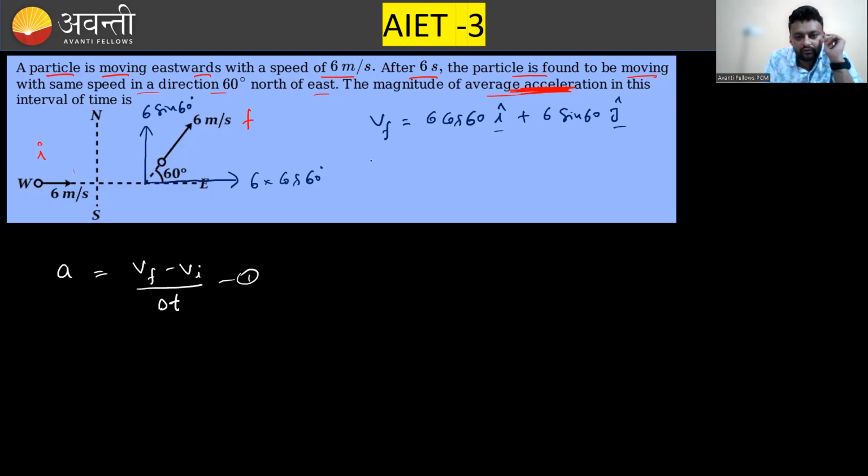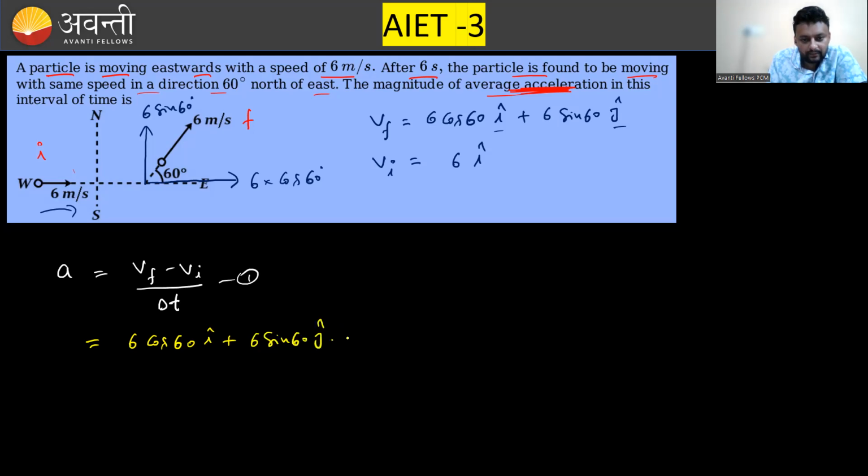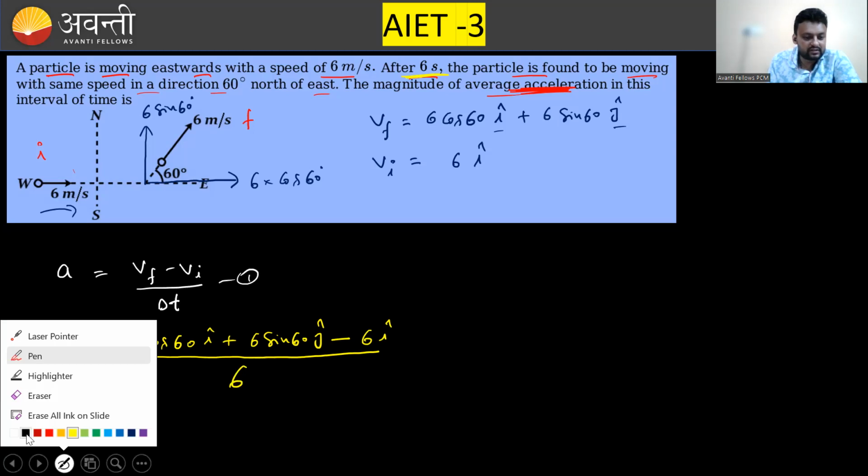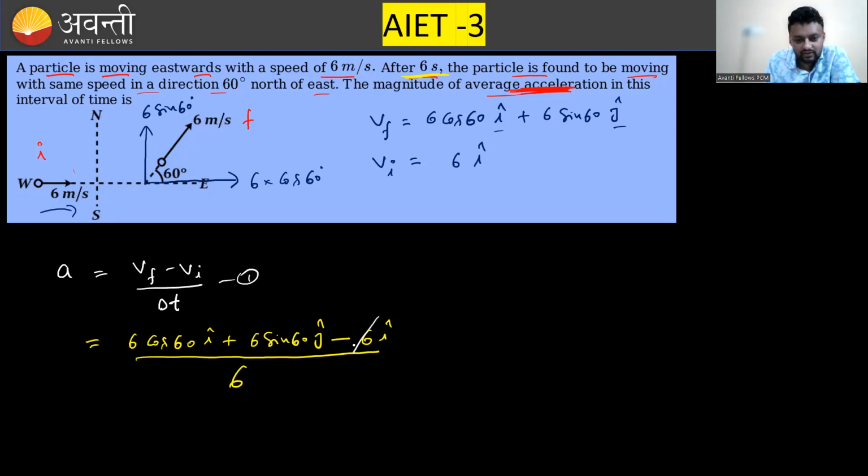No problem with that. And what about v initial? V initial is 6 i cap only. It is moving in the x direction only. So now you know the final velocity and the initial velocity. Just put the values and get the answer. V final is 6 cos 60 i cap plus 6 sin 60 j cap, minus v initial, which is 6 i cap, divided by the time period. After 6 seconds, that is 6. So there are a lot of sixes here. 6, 6, 6. 6 can be cancelled.